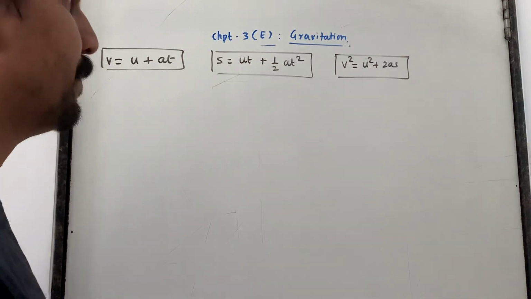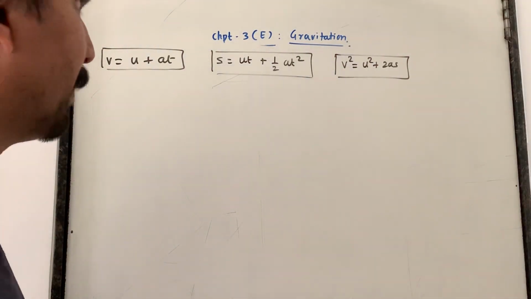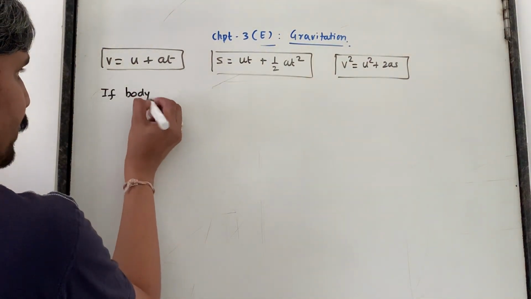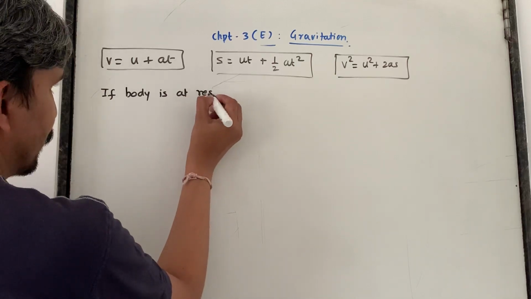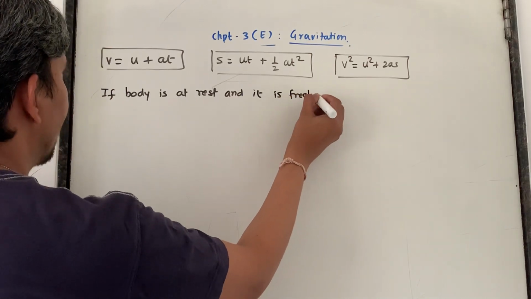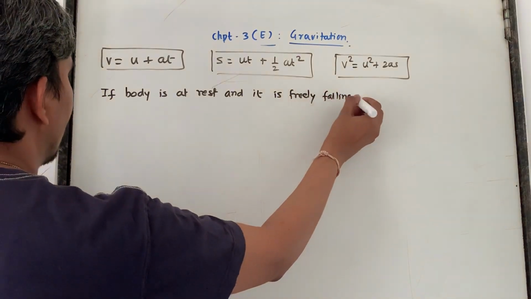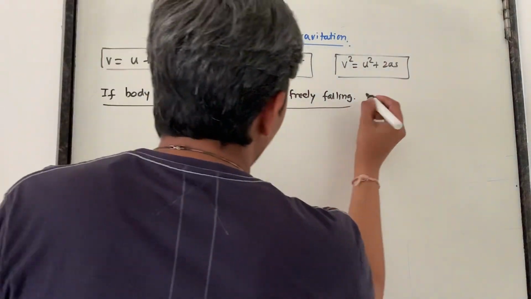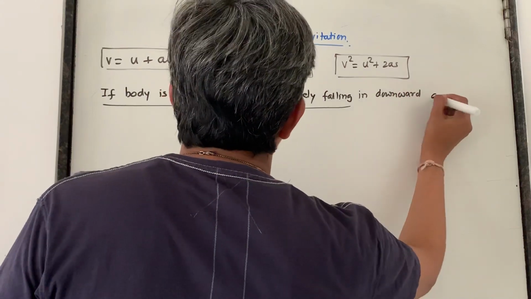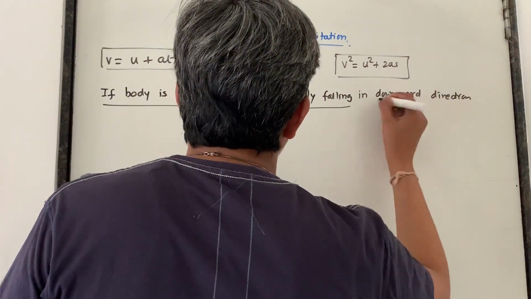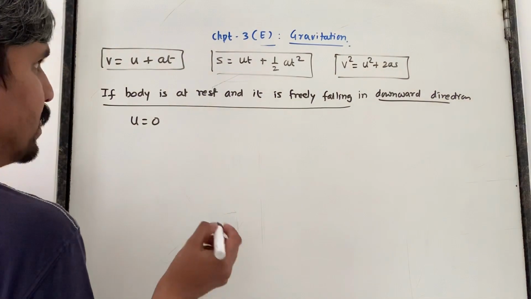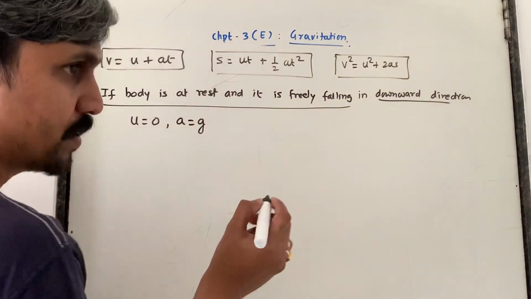Here we'll use the same equations, but if the body is at rest and it is freely falling in a downward direction, then what will be the case? If the body is at rest, that means u equal to 0, and it is freely falling, that means a is equal to g, right?